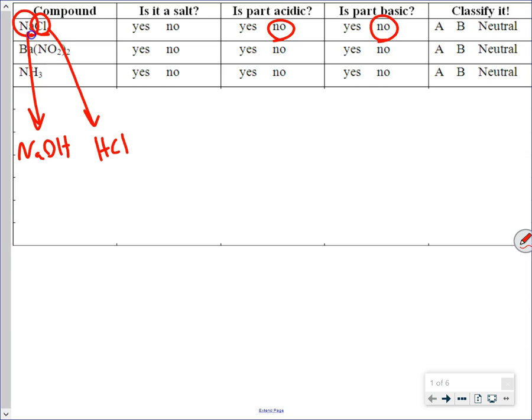Now, I skipped over the part whether or not this thing is a salt. Essentially, if you have an ionic compound that isn't already an acid or a base, it's a salt. So yes, this is certainly a salt, for example, number 1. Now, if we look at the acidic part, it's not acidic. If we look at the basic part, it's not basic. So if it's neither of those two things, it must be neutral.